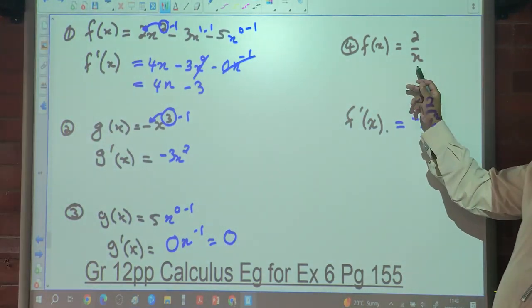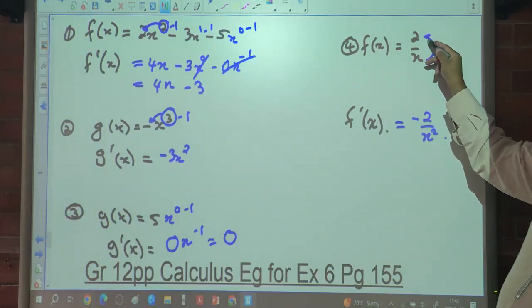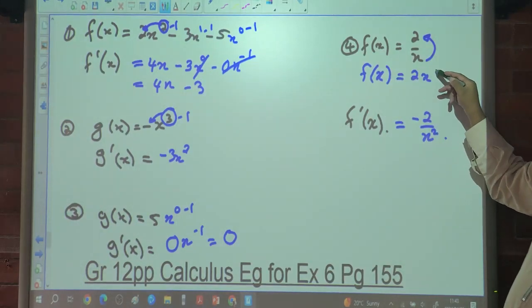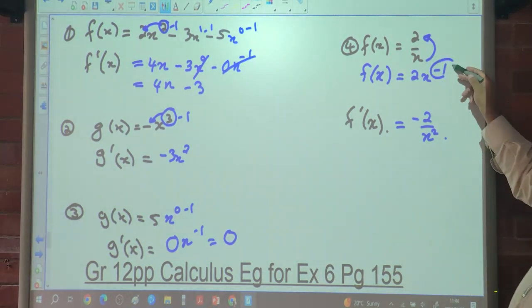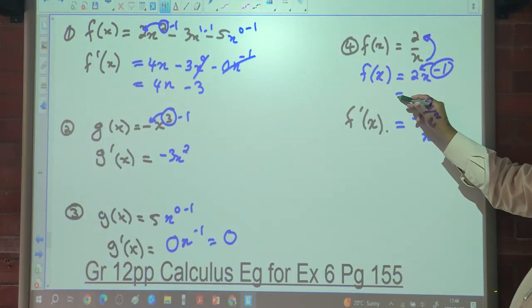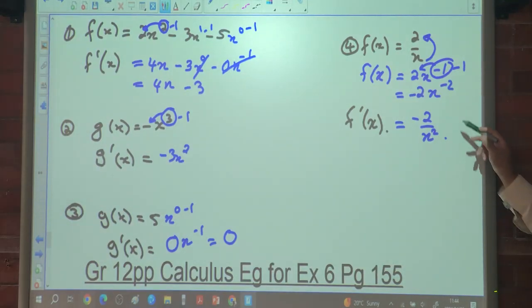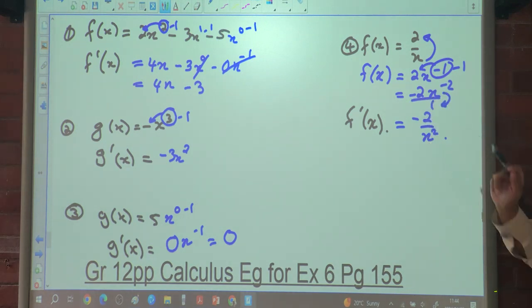So how are we going to get from there to this? We bring that up. It becomes f of x is now equal to 2x minus 1. So what we do is we multiply that 2 by the negative 1, gives you negative 2x minus 2. That's naturally over 1. We bring that down, becomes negative 2 over 1. You guys understand?